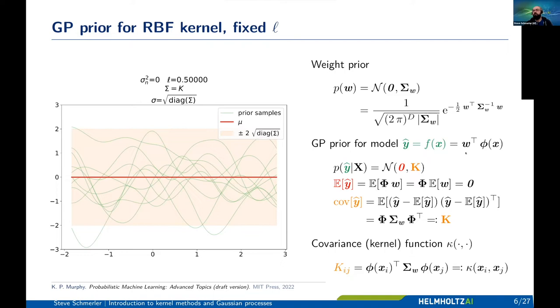So remember our linear model, which is given here in the middle in this green color. We have our weight vector multiplied by our feature map x. And we now assume that we do not have one weight vector, but we actually have a probability distribution over these vectors, which is called this weight prior. And this is taken to be a Gaussian with some covariance matrix. And now, because the weights of our model are random, so follow a probability distribution, it follows that the output of the model is also a probability distribution.